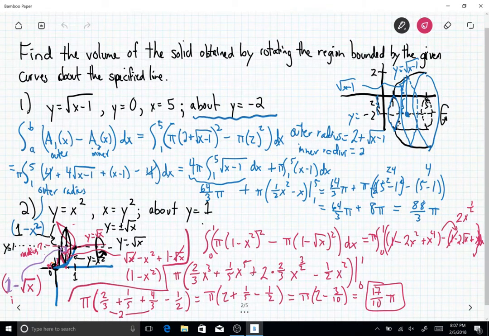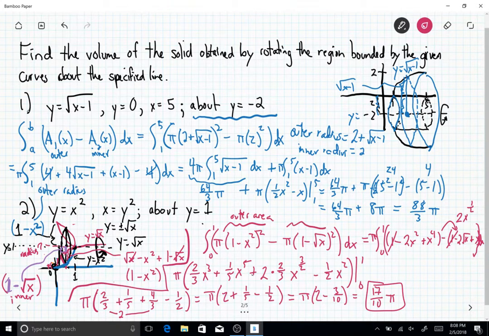Alright, so the inner, let me try not to hit it this time, is that 1 minus square root of x. Now remember, all we needed to do is take pi times our radius squared. So you take pi times, and so this is our outer area.